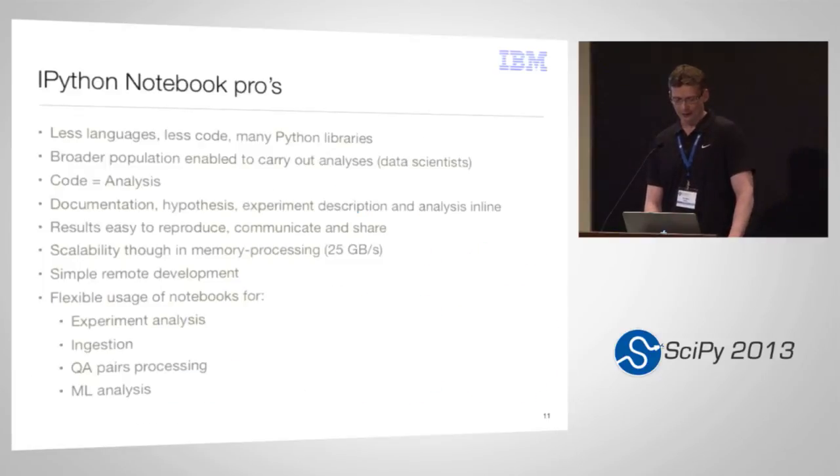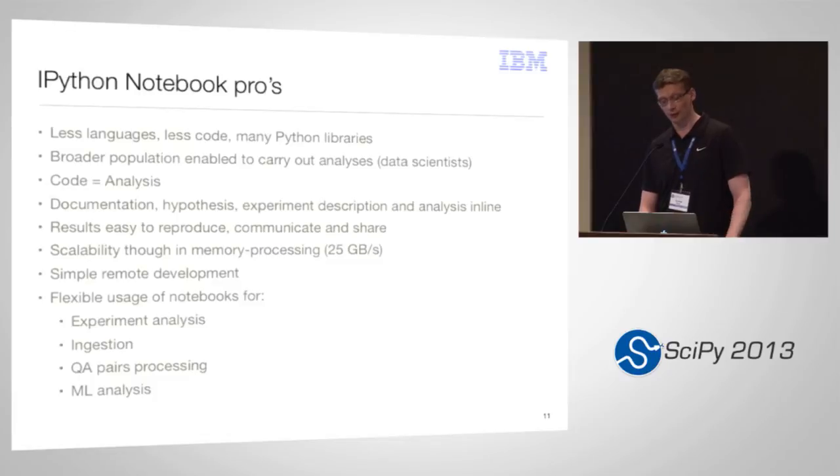So bottom line is that there are a lot of pros to using the IPython Notebook for us. We were using fewer languages, less code, and we had all these many Python libraries available that made all this possible, that allowed us to write less code and use what other people had done before. We also enabled a broader population to carry out analysis, because not everyone in our field was familiar with Java and JavaScript, and you had to go back and forth between the different environments and languages. And with Python, you just stayed within one language.